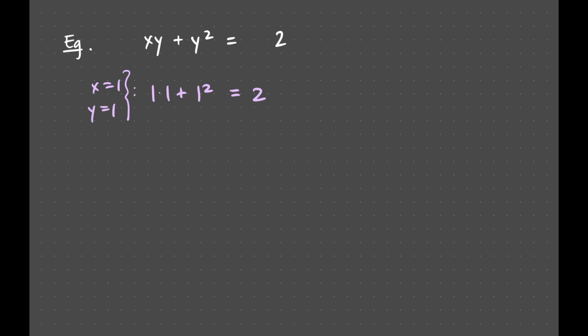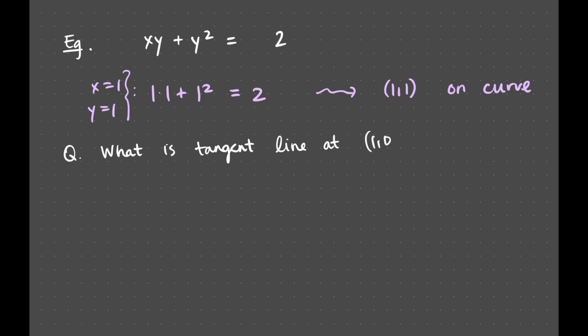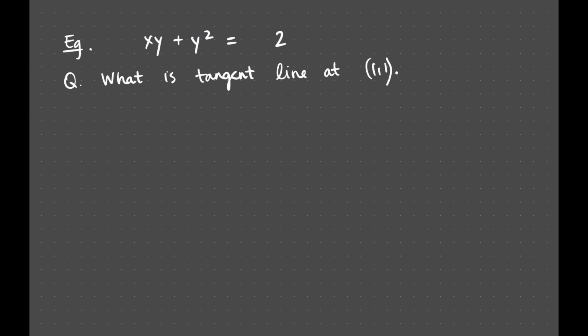Let's do another example of implicit differentiation. Consider the curve xy plus y squared equals 2. Because when x equals 1 and y equals 1, the equation is true, we know that the point 1, 1 belongs to this curve. Our goal is to find an equation of the tangent line at this point. For such a line, we need the slope, which is given by the derivative. And to find this derivative, we'll use implicit differentiation.